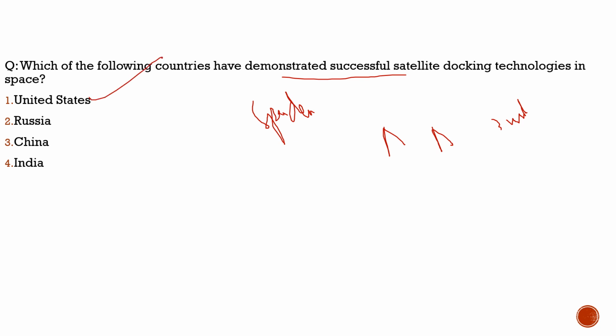United States is one, Russia is another, and China is another. India is about to become one. Right now India has not yet achieved it. Maybe after 1 or 2 days we will achieve it also. Right now it is 3 countries. Maybe after 1 or 2 days it will be 4 countries who will have this technology. With this, I hope you had understood the topic also. Now let's move to the another question.